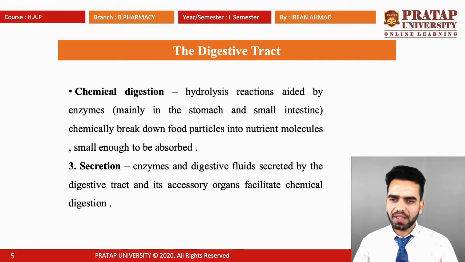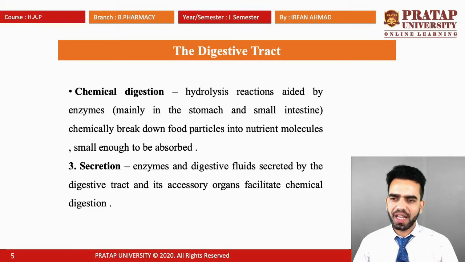Next is chemical digestion. Two types of digestion are there, mechanical and chemical. So what is chemical digestion? Chemical digestion means hydrolysis reactions, which are helped by enzymes, mainly in the stomach and the small intestine. There are various chemicals which help in the digestion.